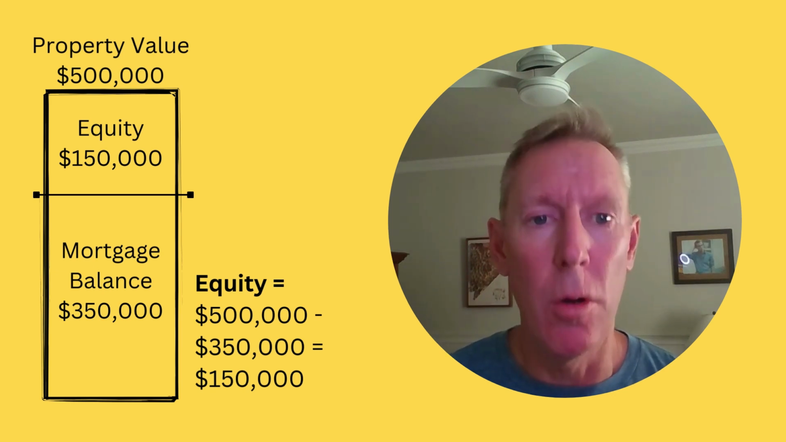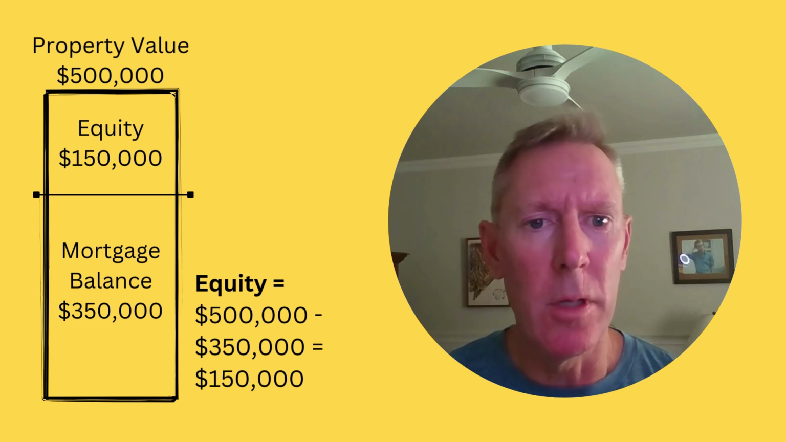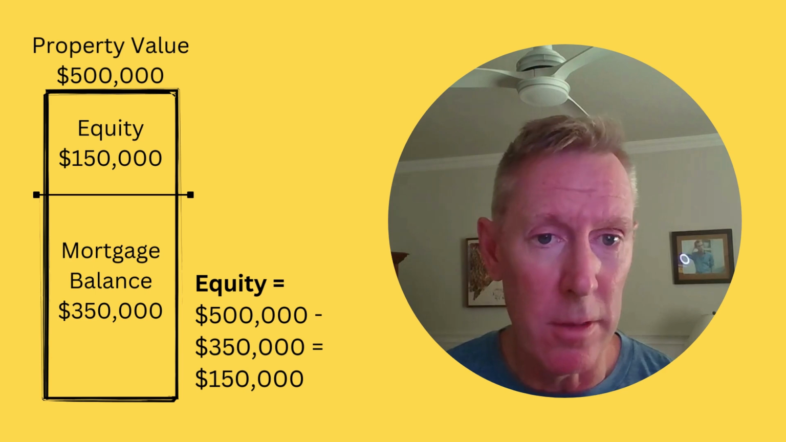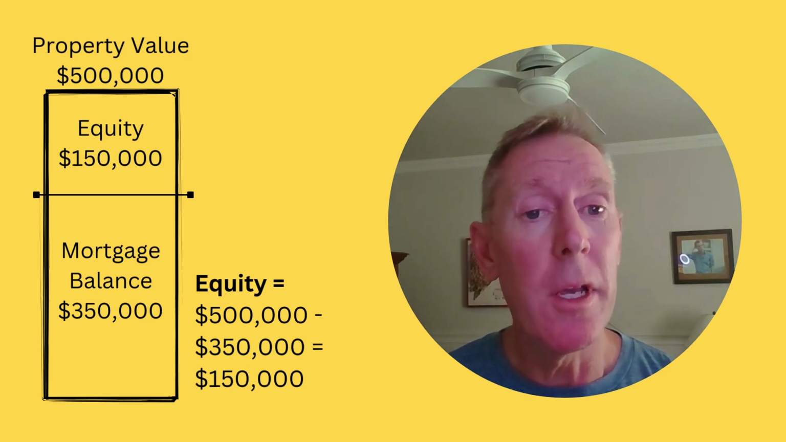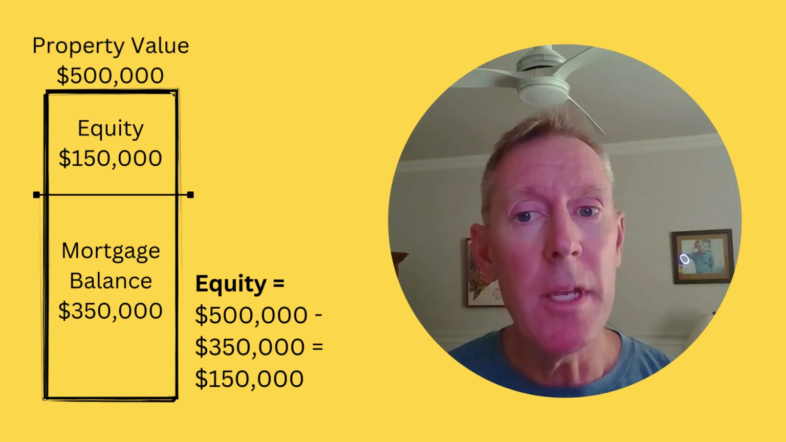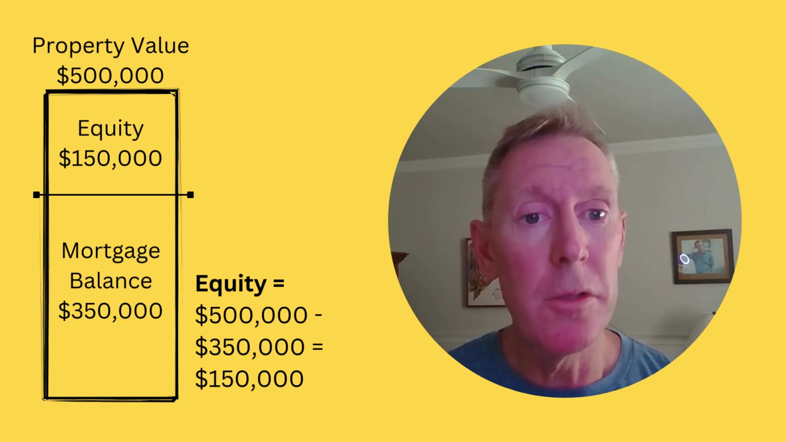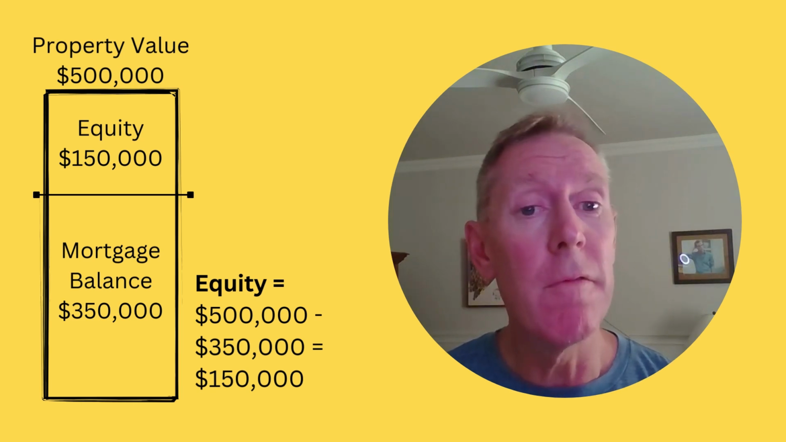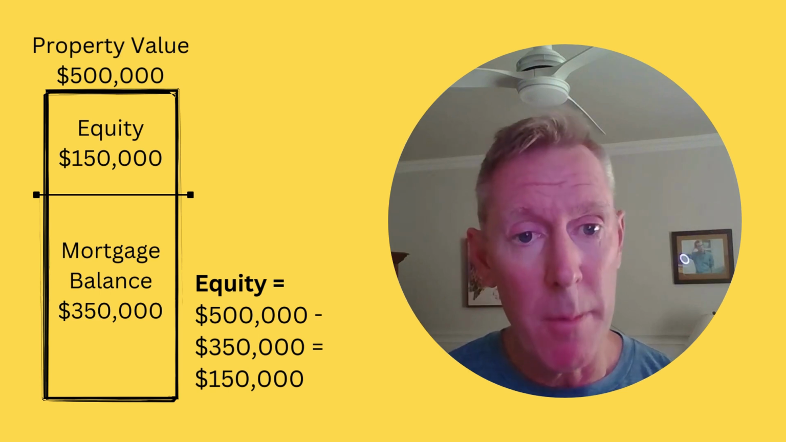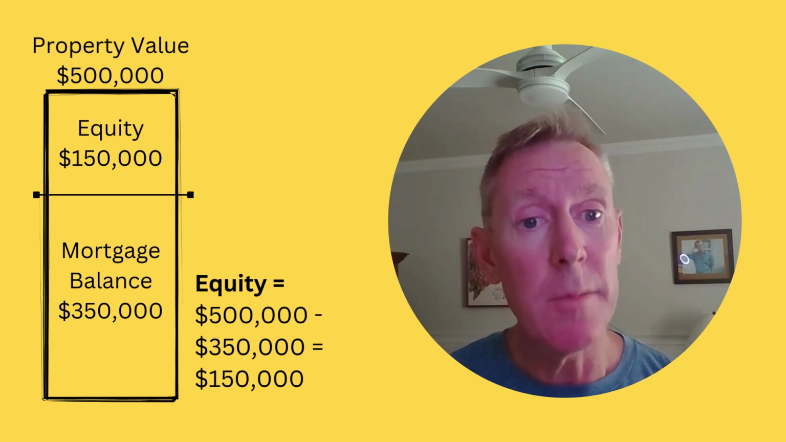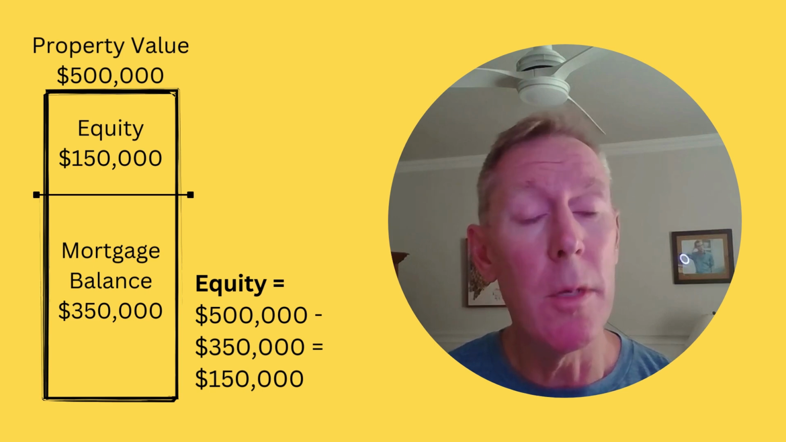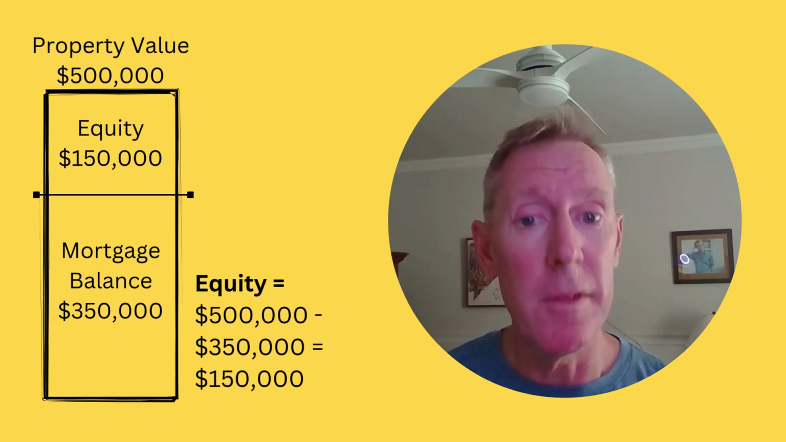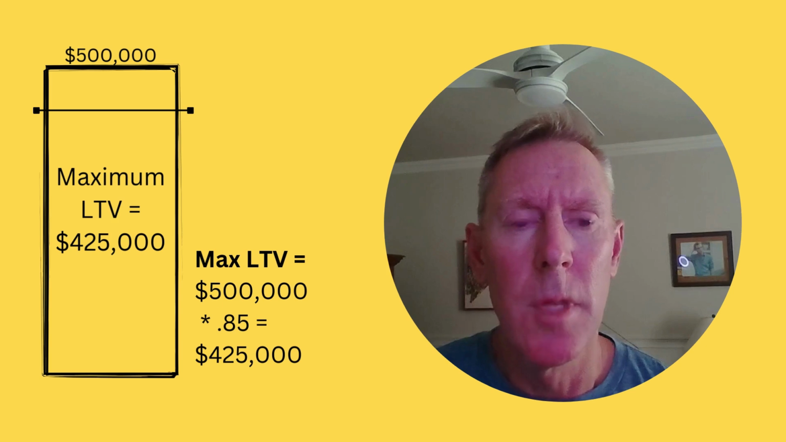What is home equity? In this example, let's say I have a home that has a property value worth $500,000 and I have a first mortgage balance of $350,000. That means I have equity available to me to borrow against of $150,000. My property value of $500,000 less my mortgage balance of $350,000 gives me available equity to borrow against of $150,000.